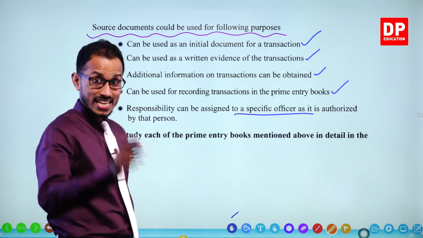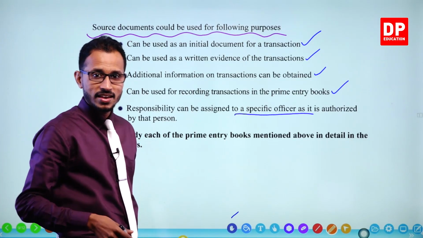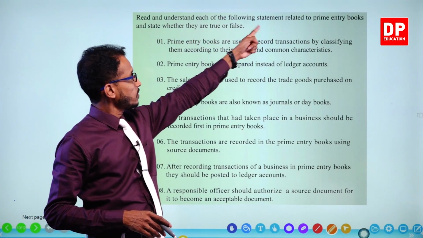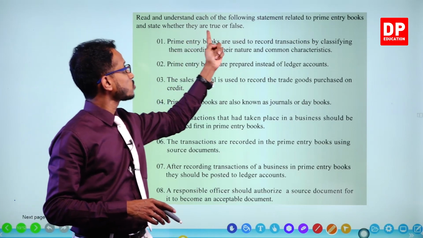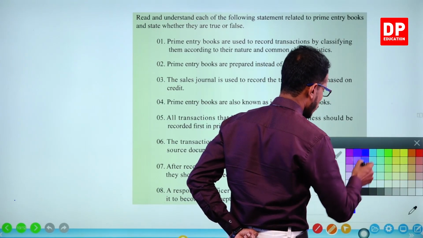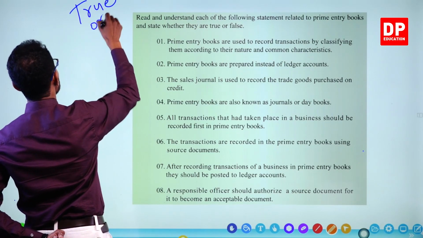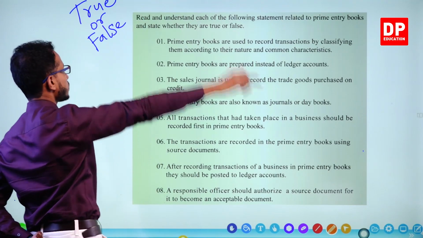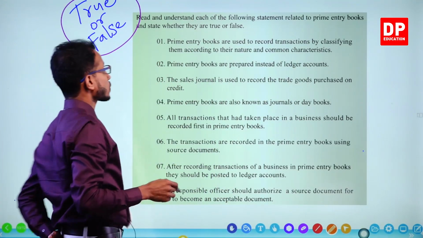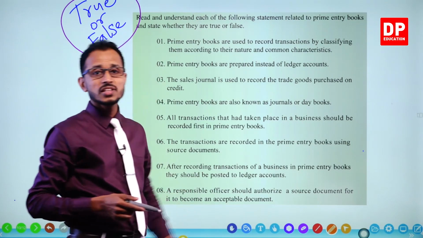Right, let's test that, shall we? Who's up with me? Yeah, you better be. Right, children, read and understand each of the following statements related to prime entry books and state whether they are true or false. Okay, so this is a true or false exercise. This exercise appears in your textbook. True or false exercise. This is from your textbook. Without further explanations, let's just start the question.